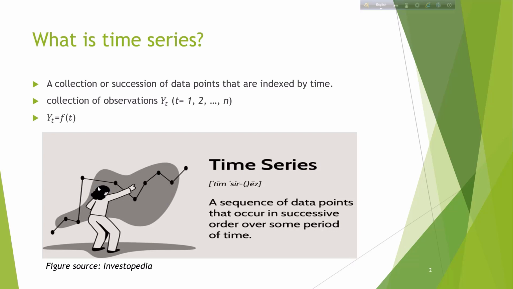A time series is a collection of observations. If we let yt be a time series, then t equals 1 up to n is a series of time. So it is a function of time. Let us consider yt is a function of time, f of t. Then this is a time series process.